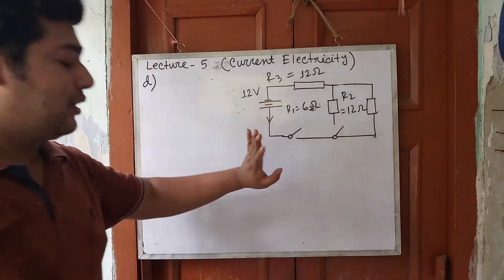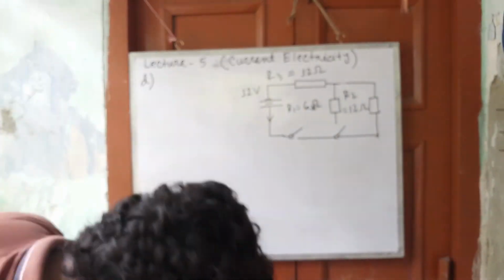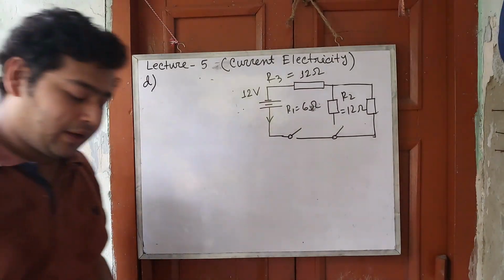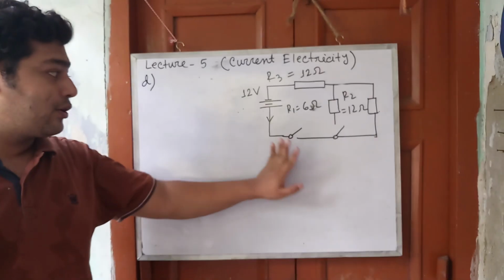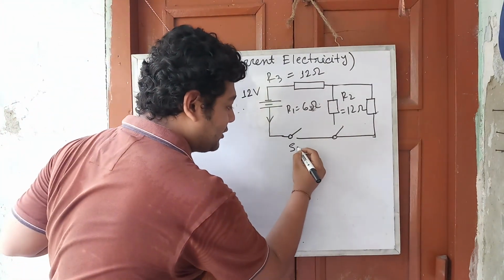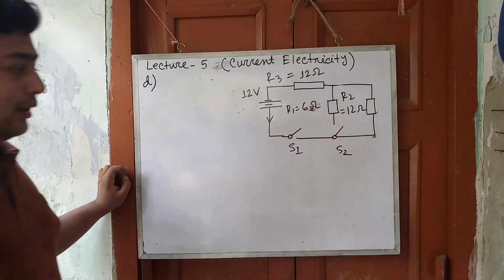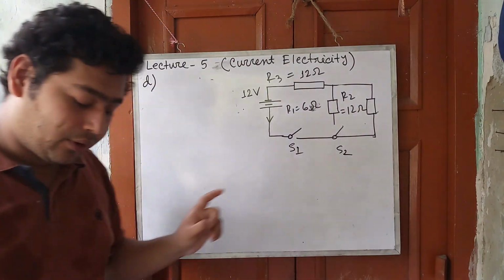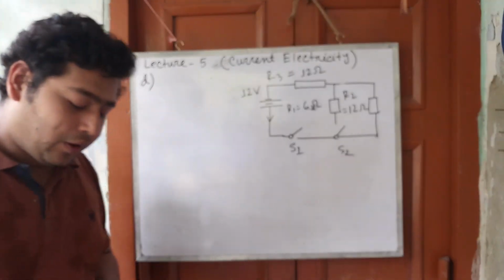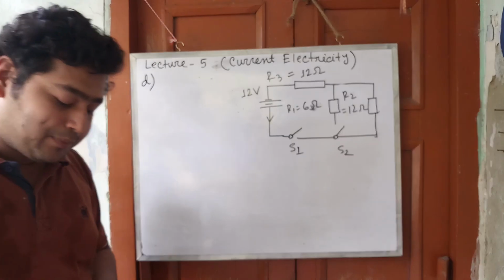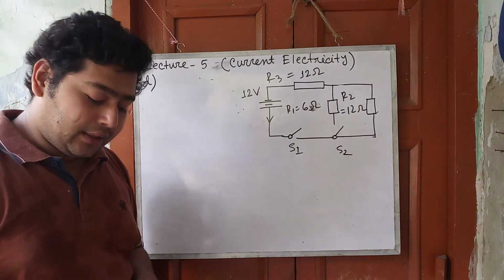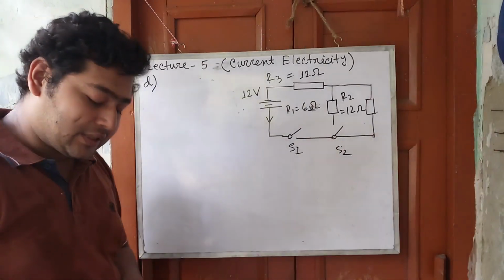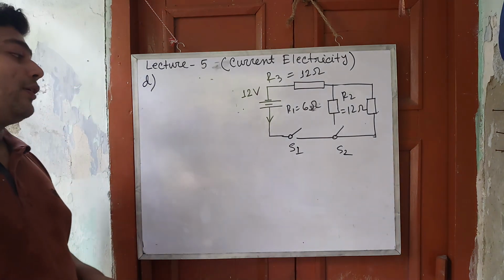This is our given state. Now, in question D, we have: if S1 is closed. This is S1, this is S2. If S1 is closed or switched off, compare the power spent when S2 is switched off or switched on.